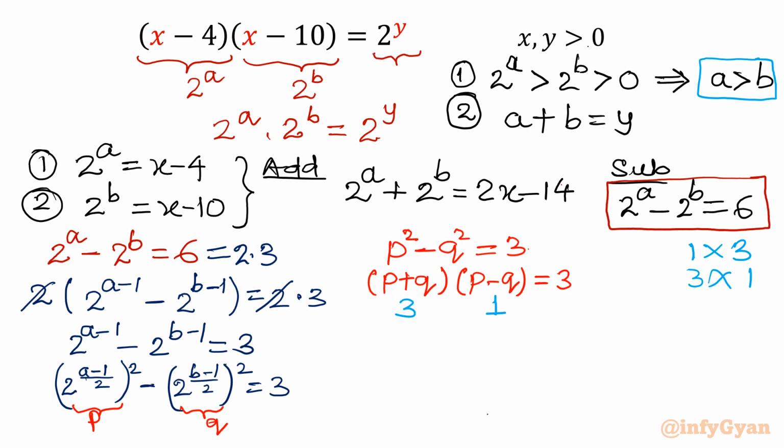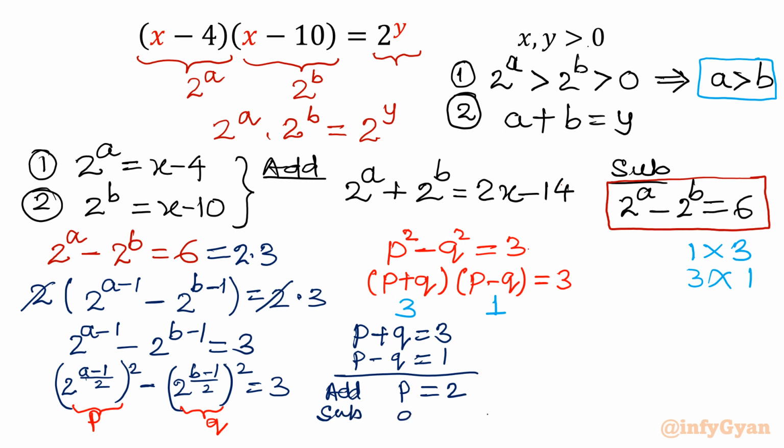So let me write p plus q equal to 3, p minus q equal to 1. Add both the equations, then 2p equal to 4, p will come out 2. Subtract both the equations, then 2q equal to 2, q will come out 1. So up to this point, what we have concluded, that is p value is 2 and q value is 1.